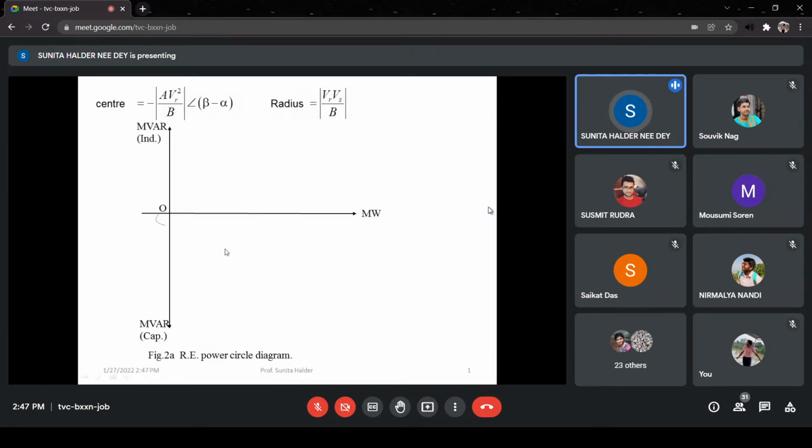Now if we draw a set of axes, then the real axis will give you the active power P, and the imaginary axis will have two sides. The positive side will be inductive, the negative side will be capacitive, because we have taken PR plus jQR in the expression, where in the starting we started with inductive var. So inductive var we have taken as positive. That's why it will be on the positive imaginary axis.